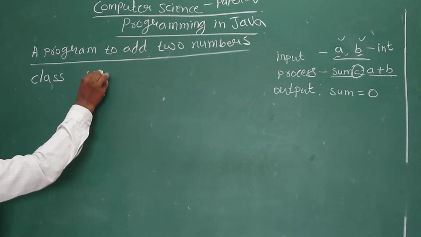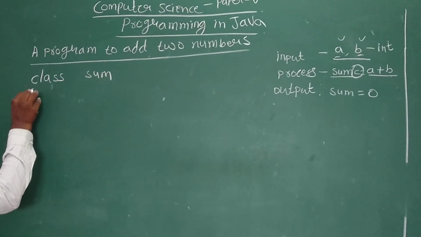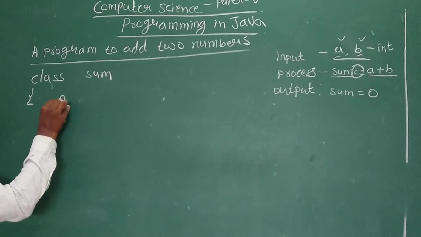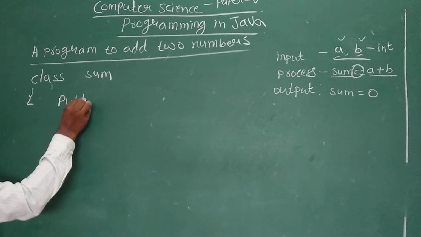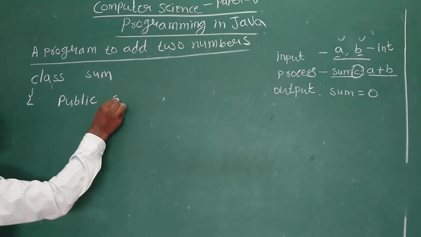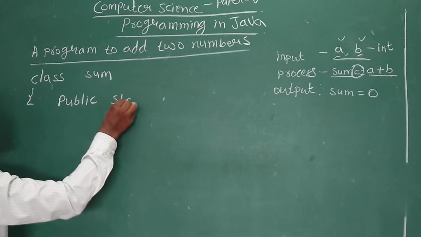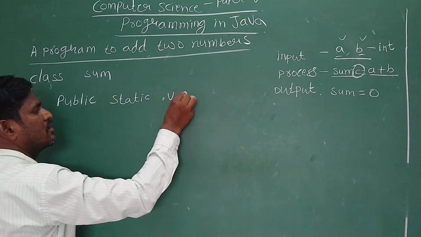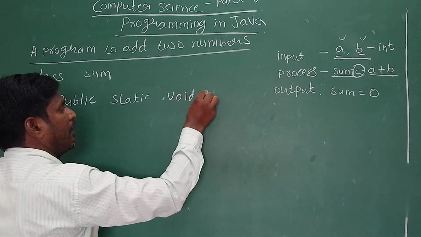Here S is also capital. Next, opening brace. Next, we have to write the main method definition. So actually the main method will always be public space, static space, void space, main.